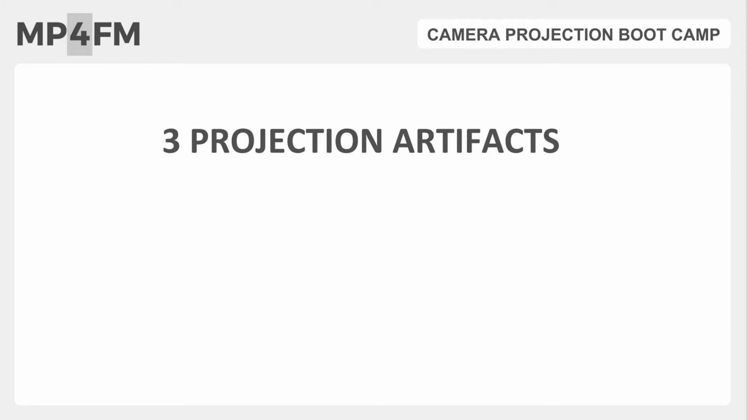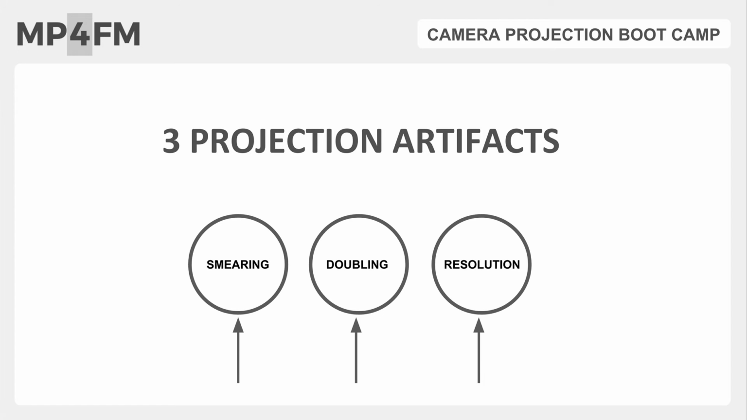When you're setting up your projections, there's three projection artifacts that you have to deal with, or three problems as a result of your projections that you're always having to deal with. And the solution to all three of these is actually to create more projections. And so you will have these three different types, which is called smearing, doubling, and resolution.